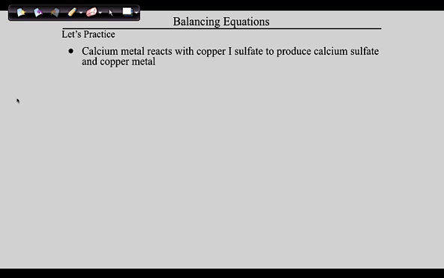You've got this down at the bottom of your page. We're going to do it together. It says calcium metal reacts with copper 1 sulfate to produce calcium sulfate and copper metal. What you're being asked to do is write the balanced equation. So guys, let me help you be successful with this. Here's what you want to do.